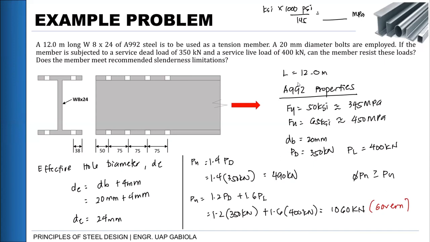Next is we need to identify now our value for phi Pn, our capacity or resistance, and that will be based from our limit states. Okay, so for our limit states, let me write here. We have two limit states so far. So we have the first one, which is gross section yielding.